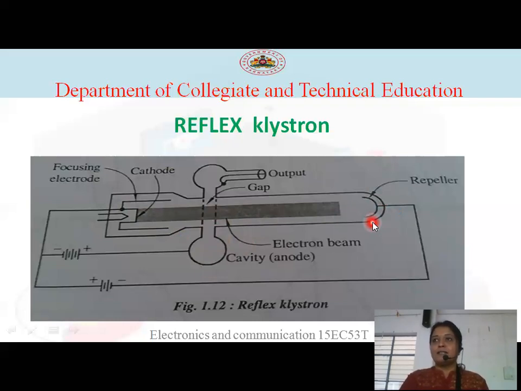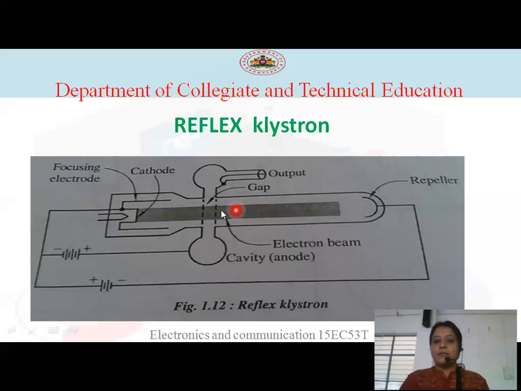Why? What was the reason? Because the repeller is at negative voltage. When the electrons are generated, they are attracted by the positive voltage of the cavity and move with very high velocity, but after some time they are repelled by the repeller. Retarded means they cannot reach it, because electrons are also negatively charged and the repeller is at a negative voltage. Therefore, they are retarded and will come back again.